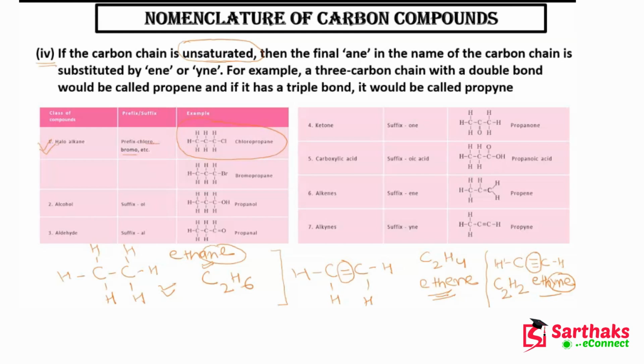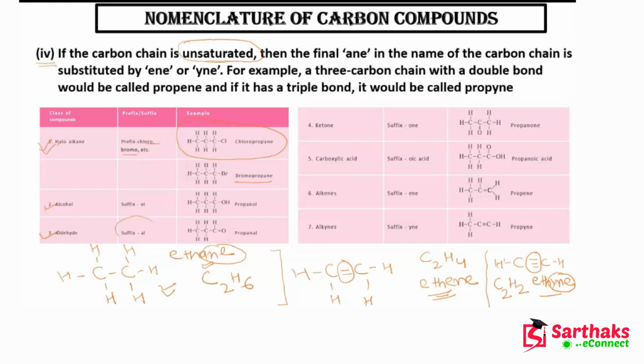As you can see, one chlorine is here, so what we will do is use chloro as a prefix. So this will become chloropropane. Similarly, if bromine replaces one hydrogen, it will become bromopropane. And similarly, we have seen the alcohol group, aldehyde group.